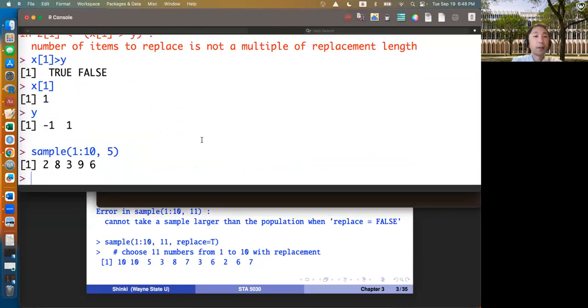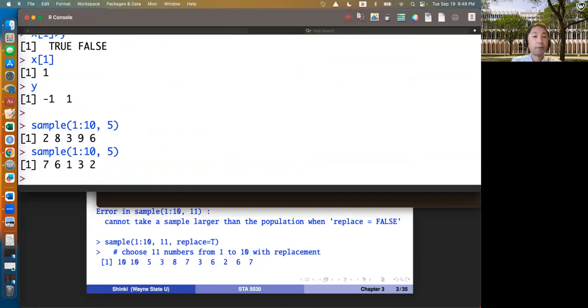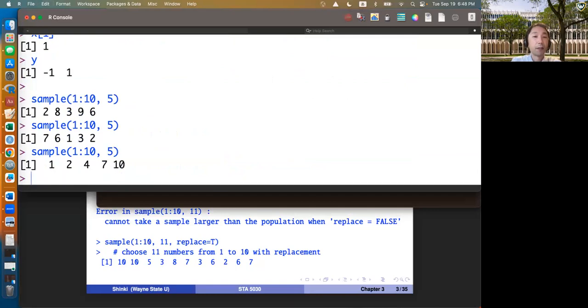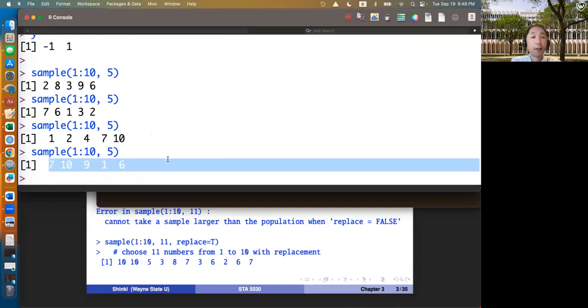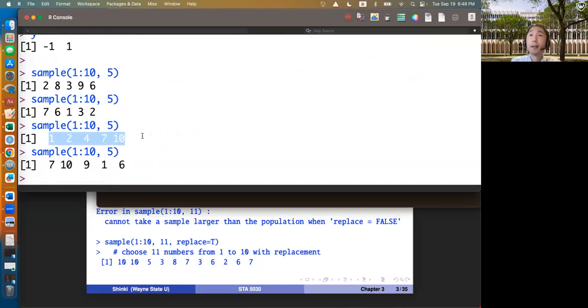So 2, 8, 3, 9, 6, then 7, 6, 1, 3, 2, then 1, 2, 4, 7, 10, and 7, 10, 9, 1, 6. So every time, we get a different sequence. And actually, no duplications are allowed. So all 5 observations are always different. So this is the sample function.